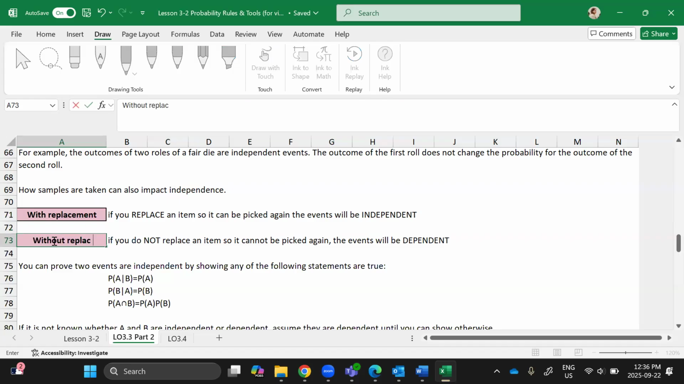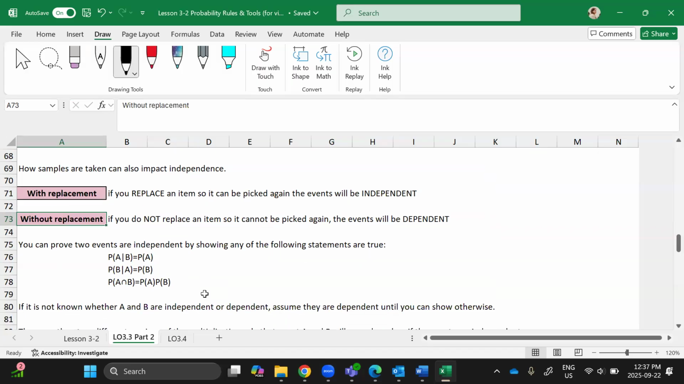Without replacement is the opposite. Let's say you pick one person's name to win a prize. Once you've picked them, you do not put the name back in the hat. This actually creates dependent events, and the reason is once you take one name out, you've changed the number of names in the hat, so your second pick will depend on the first one. You won't be able to get the same person twice.